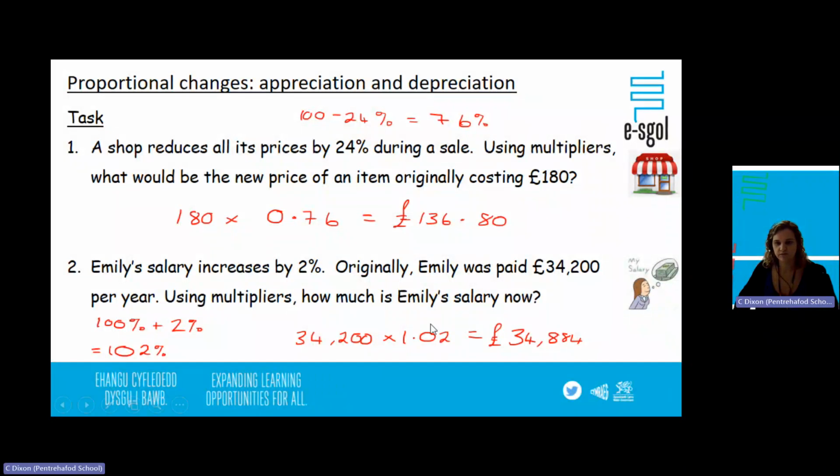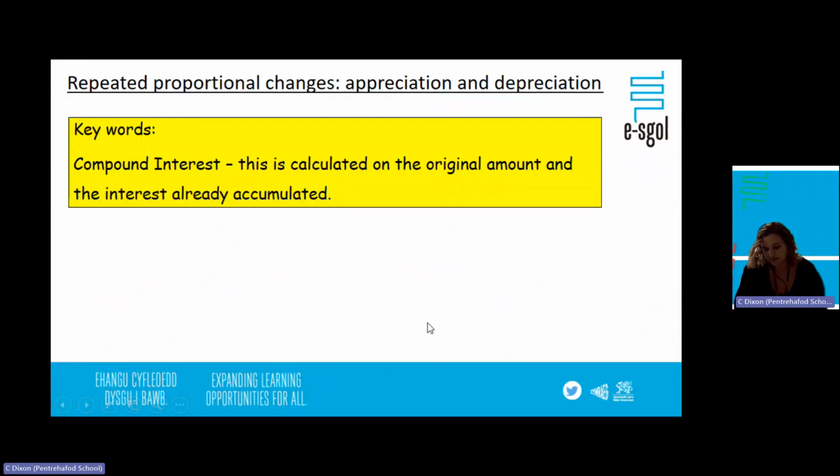Okay, on to what's called repeated percentage change. So we're building up again, building each time we do a new section. We're using what we've just done with the multipliers to help us answer this part. So something called compound interest. You'll hear these as you perhaps open up a bank account or a savings account. They get used within banks and building societies. This is calculated on the original amount and the interest already accumulated.